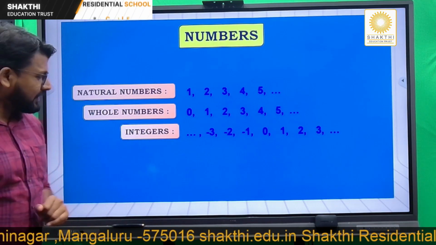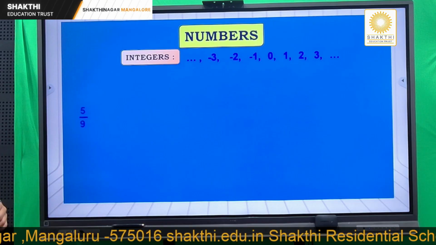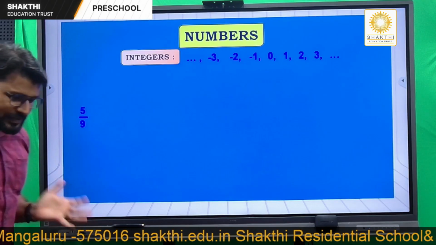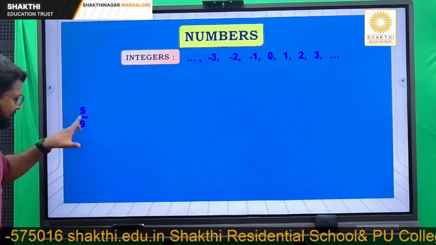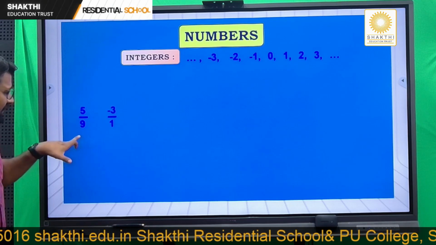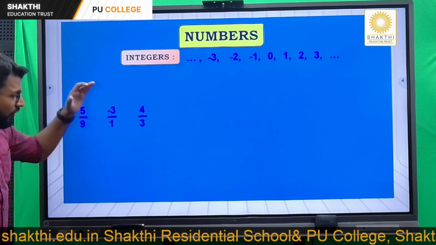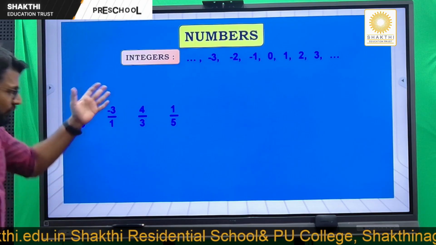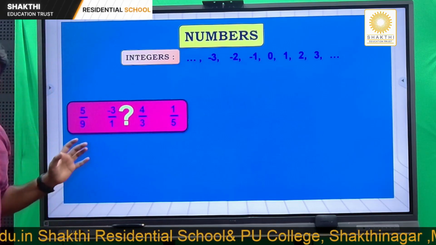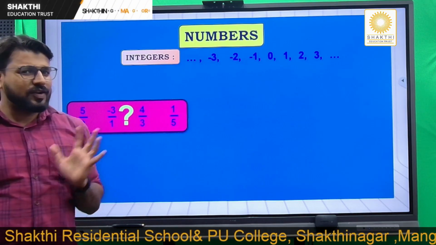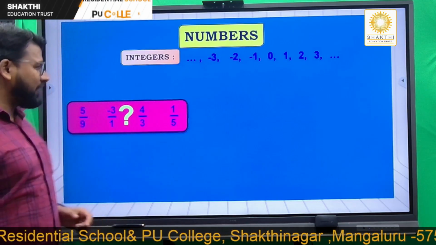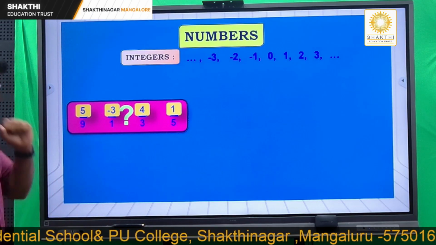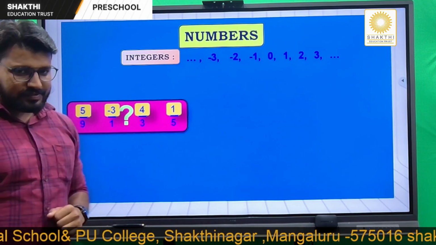Right? Fantastic. So now comes the numbers which you have seen something like this, which we read as 5 by 9, or minus 3 by 1, or 4 by 3, and 1 by 3, and so on. What are such types of numbers called? Any guesses? Yeah, some of them said it right. These are numbers which we call rational numbers.